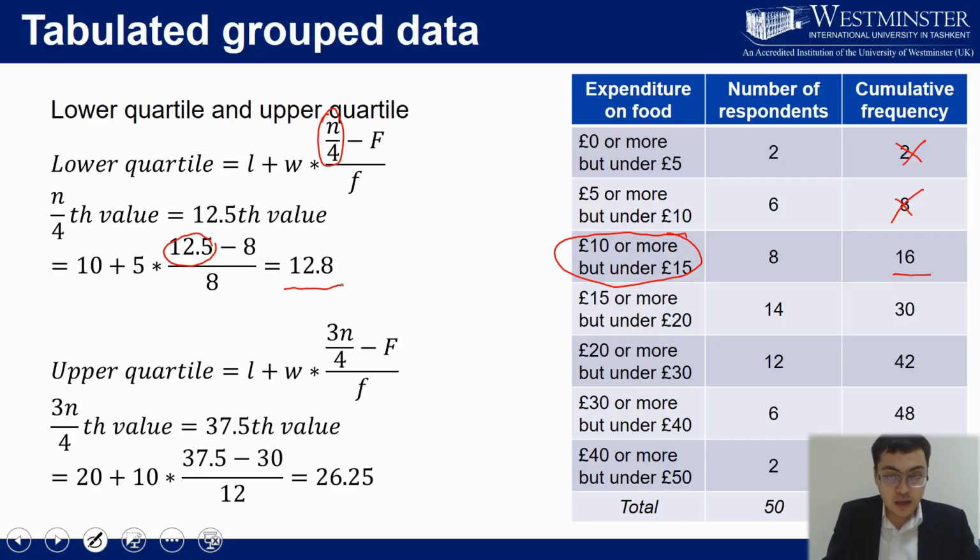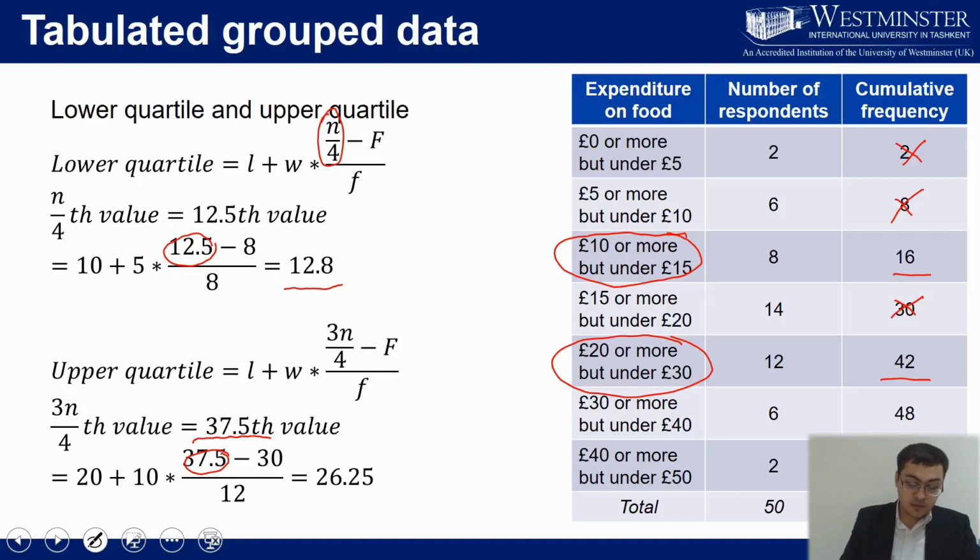Similarly, for the upper quartile we follow the same logic, but now we're not trying to find the 25th value. We are trying to find the 75th value, so that is going to be the 37.5 value here. That's going to be larger than this inside here, so this is my upper quartile group. Then I carry on with the same formula with a slight modification, trying to figure out the 75th number in my data set. As a result, we get 26.25 as my upper quartile number.